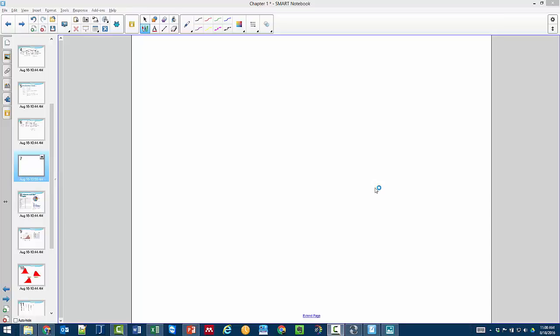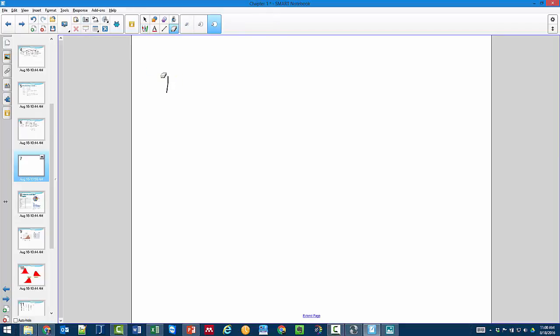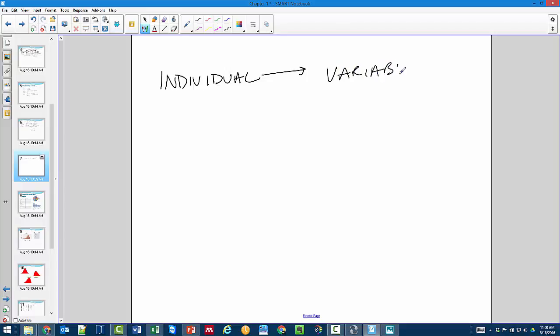Hello again. Last time we talked about variables. We broke variables down into the different types of variables that we had. So we were looking at, first of all, the individual, and then with each individual we had a number of variables, and those variables were broken down into, once again, category or quantity. So categorical or quantitative.